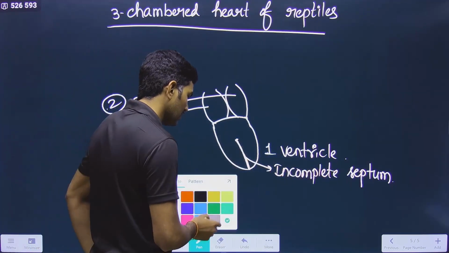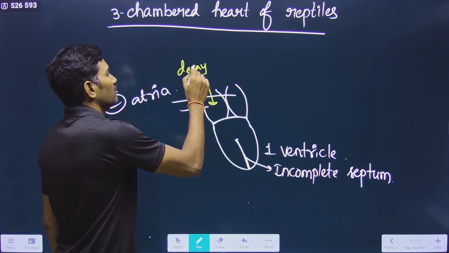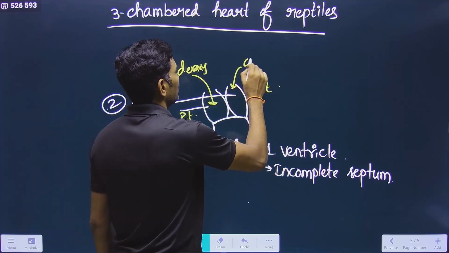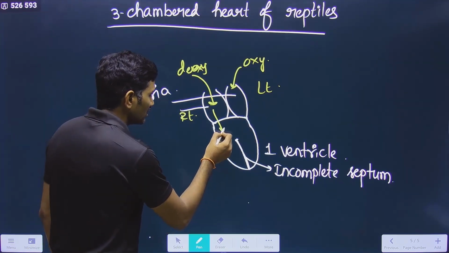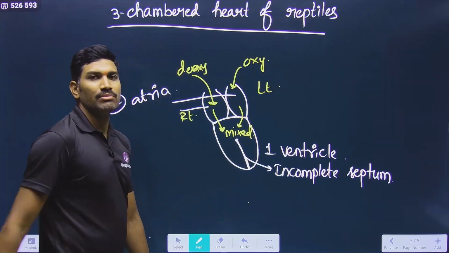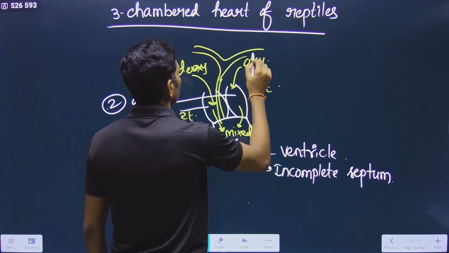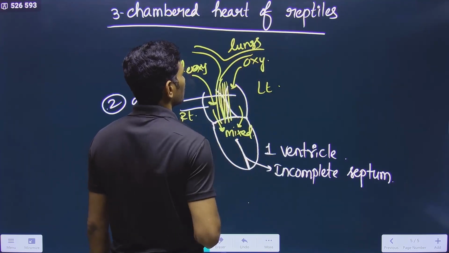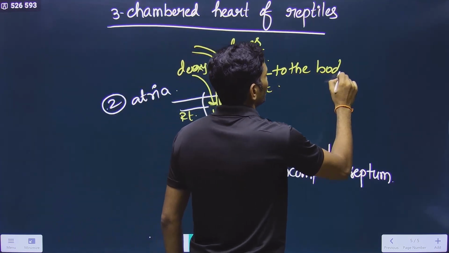And here, what happens? Same general information. This is collecting deoxygenated blood. This is the right and this is the left. The left is collecting oxygenated blood from the lungs. Now deoxygenated from this, oxygenated from this, and now they are mixed here. Now here there is a pulmonary artery taking blood to the lungs, and there are two systemic arches that go to the body parts.